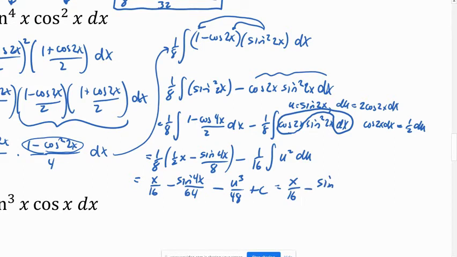So just simplifying all of this now, we have x over 16 minus sine of 4x over 64 minus, u we said was sine, so that's going to be sine cubed of 2x over 48 plus c.